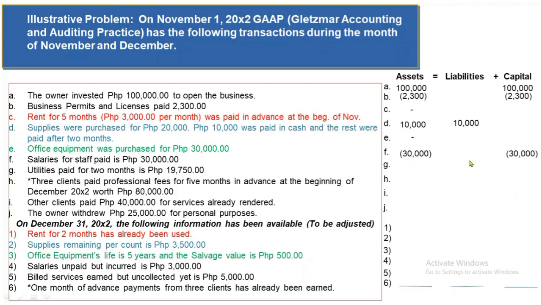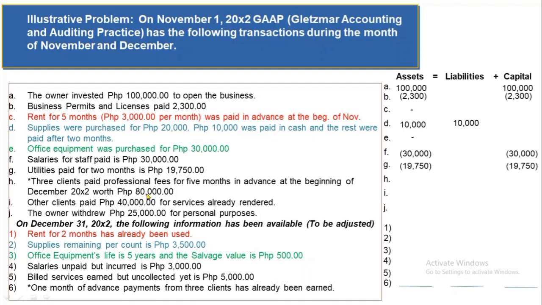So we're just still going to deduct the capital 19,750 and the assets also of 19,750. In letter H, 3 clients paid professional fees for 5 months in advance at the beginning of December 20X2, or the second month in our illustration, worth 80,000. This advance payment is considered as deferred revenue, right? Where we receive cash first before we do some service or deliver products.